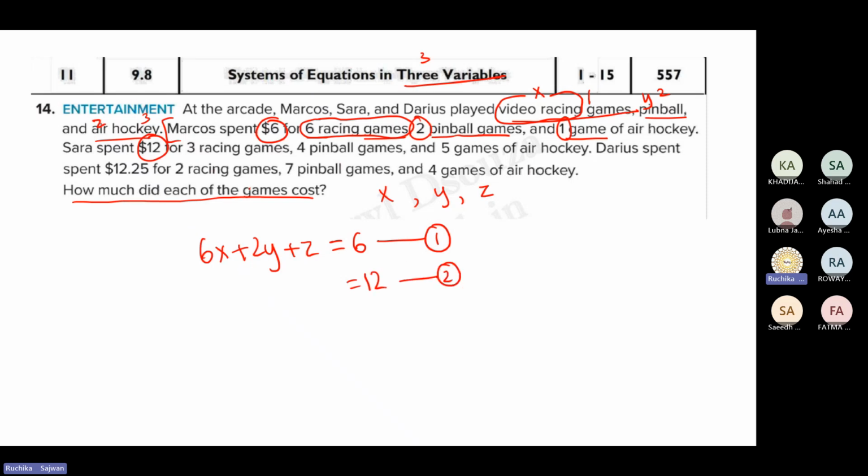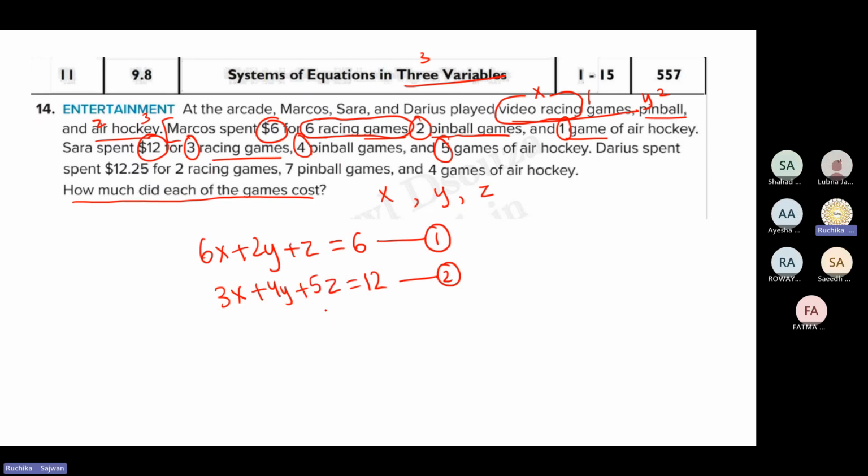We are now making the second equation. In a similar way, 3 racing games, so 3x. 4 pinball games, 4y. And 5 air hockey, so 5z. That's the next equation. We have one more equation which will come from this part. Darius spends $12.25. This is the third equation that we are now making. And how much did he play? He played 2 racing games, so 2x plus 7 pinball plus 4 games of air hockey.